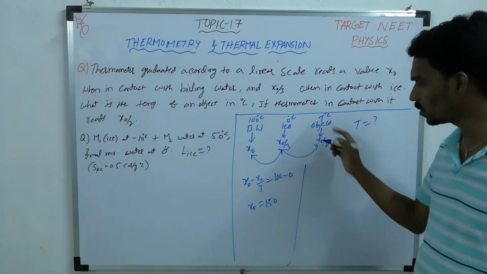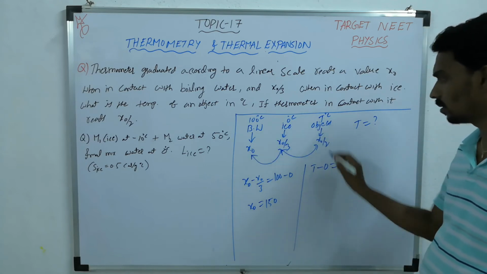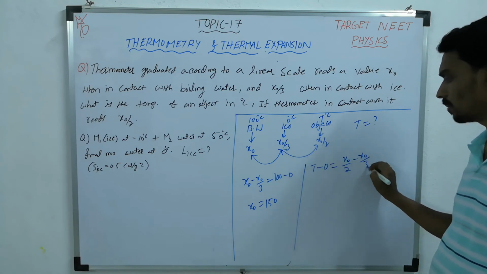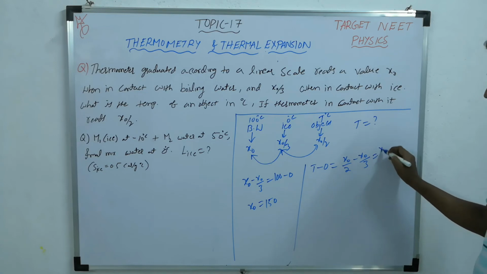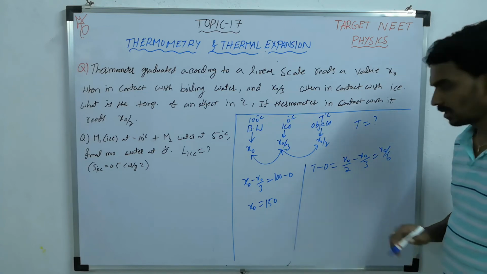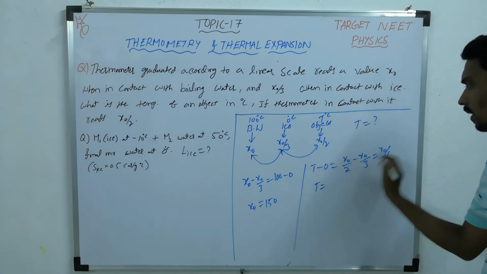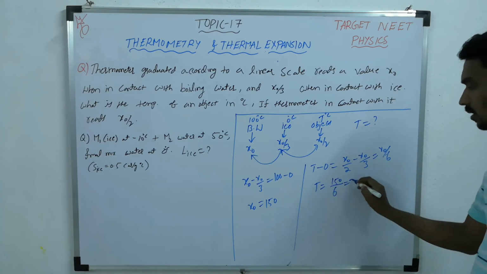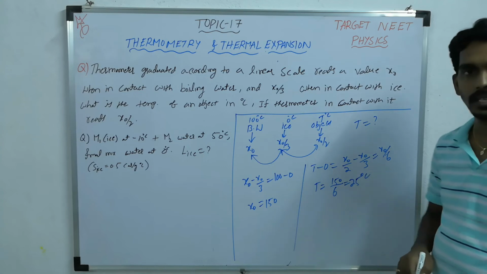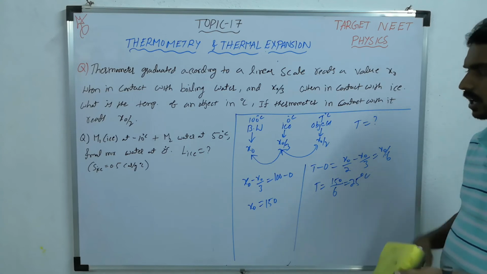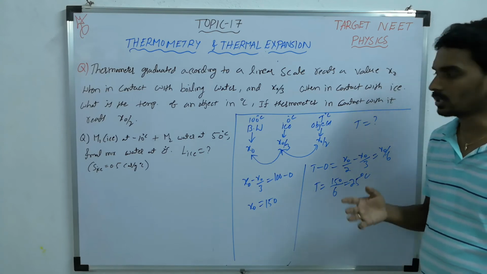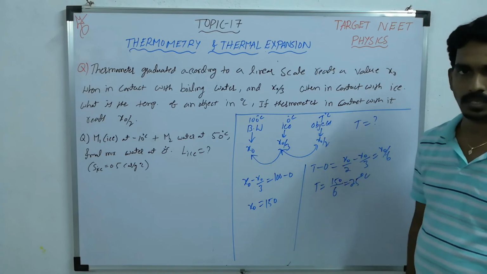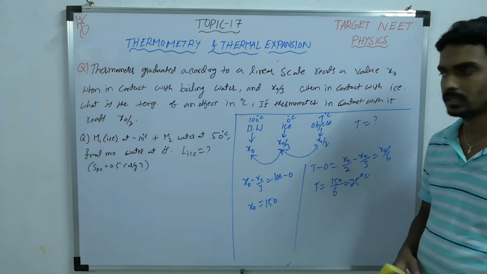Similarly, you compare these two. If you compare these two, T minus 0 equals x0 by 2 minus x0 by 3. So what will this become? x0 by 6. Now here, the T will become x0, which is 150 by 6 C. So how much will this become? 25 degrees Celsius. So this is how you can get the question sometimes, logically, based on the temperature measurement, thermometry.